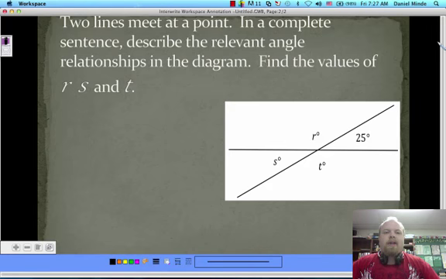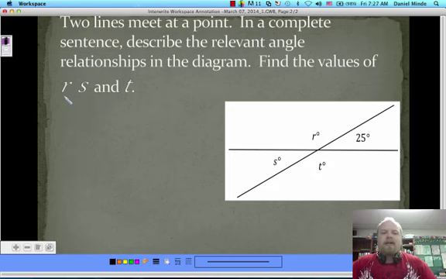Okay, the problem says 2 lines meet at a point. In a complete sentence, describe the relevant angle relationships in the diagram. Then find the values of R, S, and T.